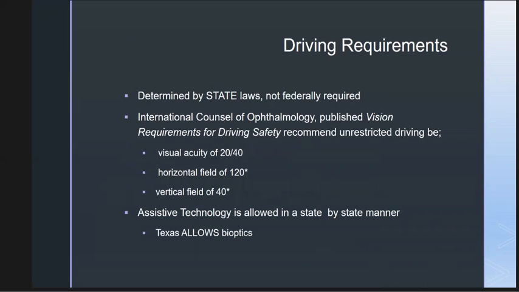Although the International Council of Ophthalmology published a statement on the vision requirements for driving safety, and it recommended that the unrestricted driver have a visual acuity at minimum of 20/40 with a horizontal field of 120 degrees and a vertical field of 40 degrees, which happens to be about the range from the dashboard to the top of the car. Assistive technology is allowed in a state-by-state manner, and Texas does allow bioptics.